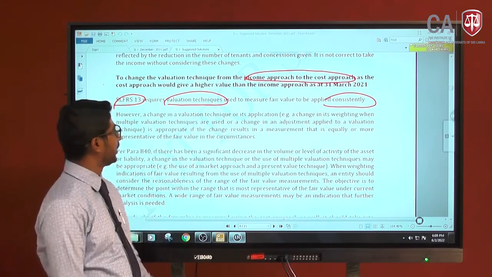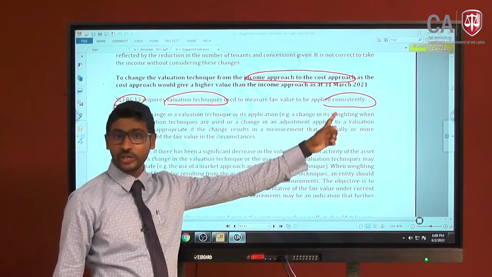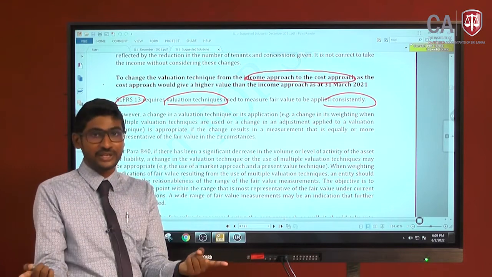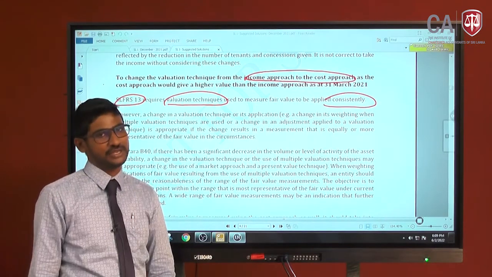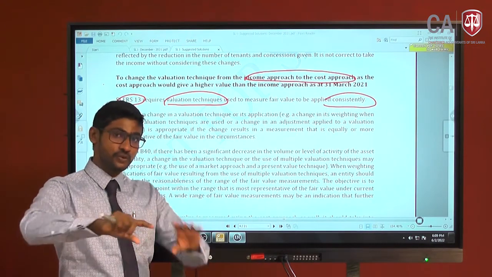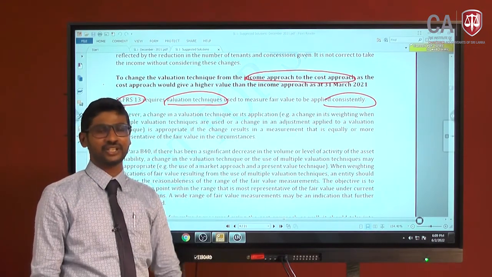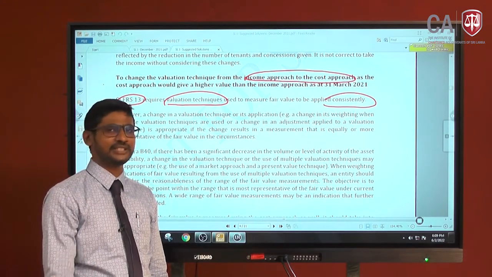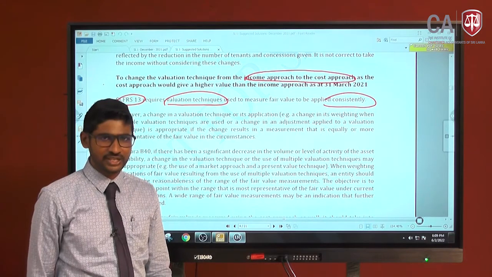Come again, whatever the valuation technique, you need to apply consistently, but it doesn't say, student, you can't change the valuation technique. You can. When? If you think that this will give a more fair presentation, a more reliable presentation when it comes to the financial statements, of course, you can change it, right?